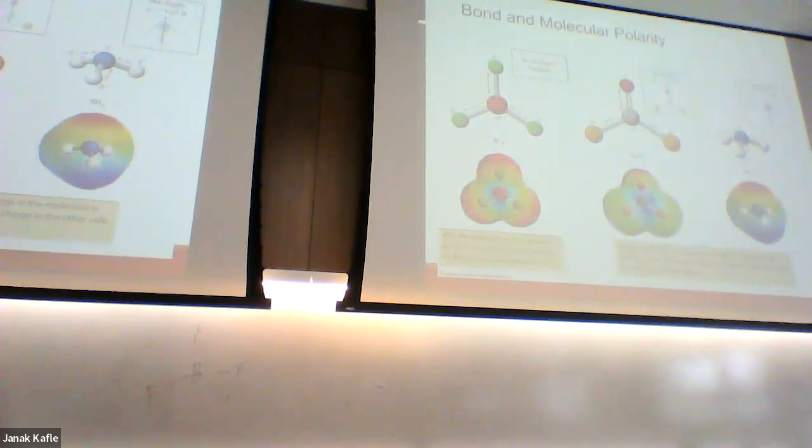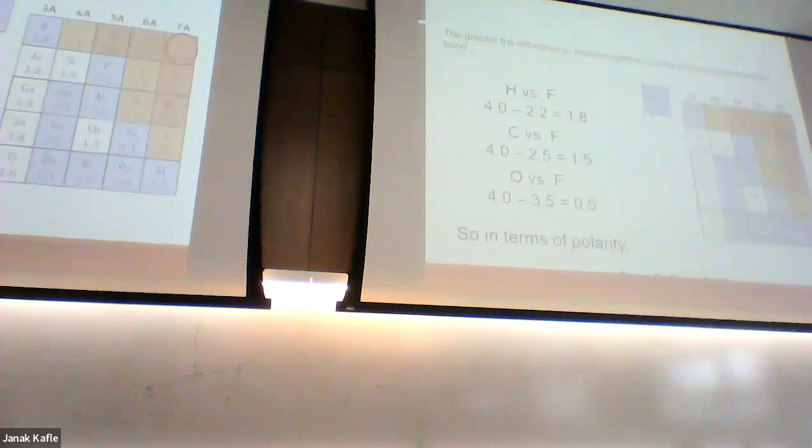Yeah. So BF3. Now let's calculate whether the B–F bond is polar or not. So let's go to B and look at BF. B is 2, F is 4. 4 minus 2 is 2. So anything that falls between 0.7 and 1.8 is polar, right? So according to the rule, this bond is polar, this bond is polar, this bond is polar, this bond is polar.